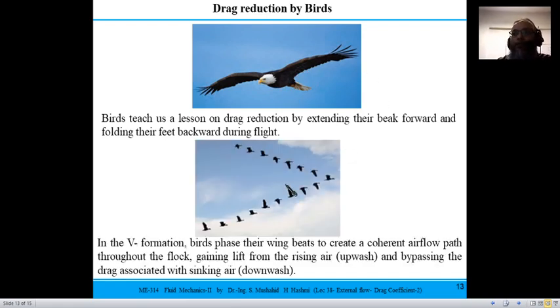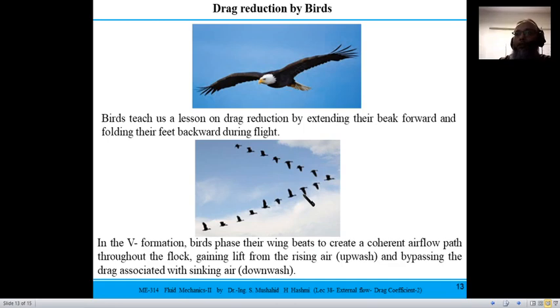And sometimes you see this V formation takes place. So this is actually just like the fairing effect. So no, not fairing, it is a drafting effect. The front one is actually facing more drag than those who are following the front one, which have less drag.